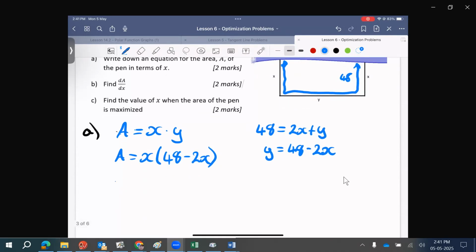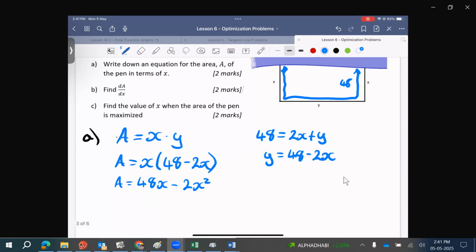Expand the bracket for that one. It's going to make it easy for us to differentiate. We get 48x minus 2x squared. So question 1 is to find the area of the pen, and this is it. B.